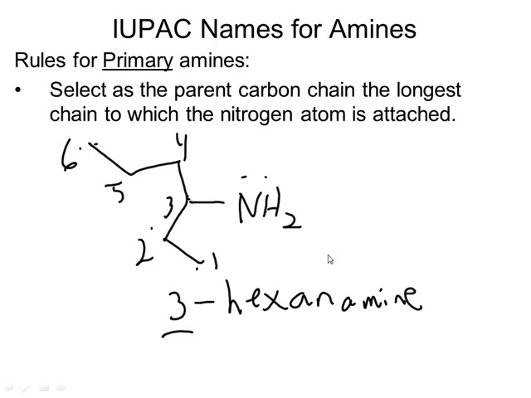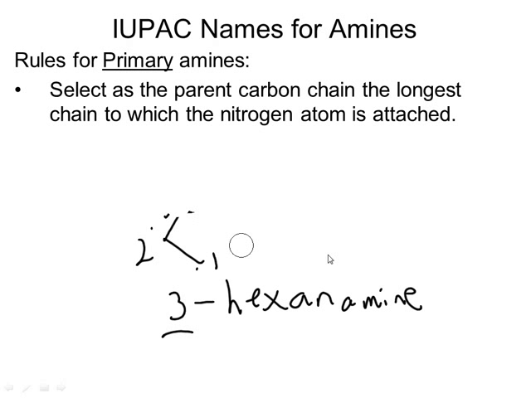So it's important to understand you don't start numbering at this carbon. There's this tendency to want to start numbering where the nitrogen is attached. But that is not how we do it. We find the longest carbon chain, and we indicate where along that chain the nitrogen is attached. Any other substituents are dealt with exactly as normal.